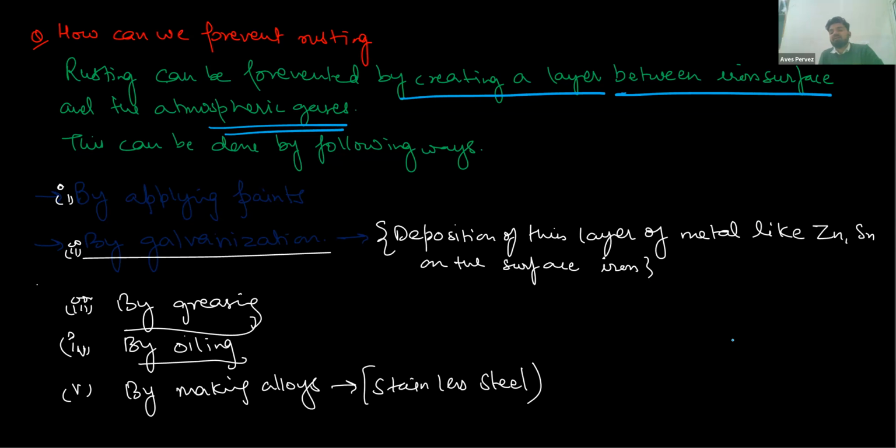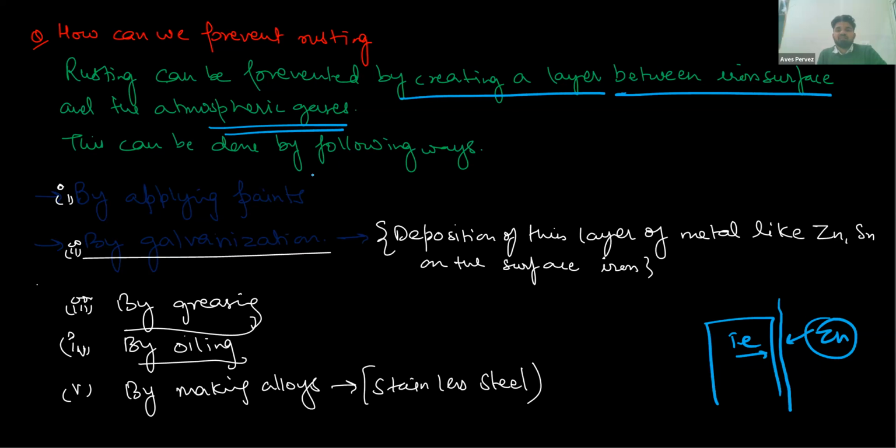This layer can be prepared by using oil, grease, by applying paint, or by applying a thin layer of some other metal. For example, this is the iron main layer, Fe, and we coat it with a zinc layer. Zinc acts here as a protective layer. It will not allow oxygen and other gases to come in contact with the main layer of iron, so it will prevent rusting.